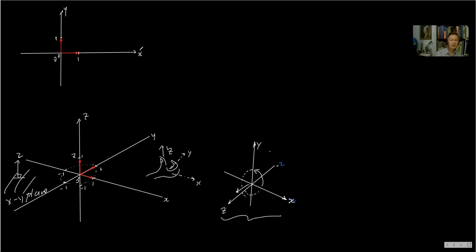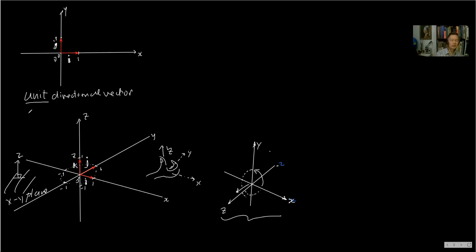Now, this is called i. That's the notation. This is called i, this is called j. Did the teacher tell you this is i? This is the direction of the x-axis. This j is the direction of the y-axis, and this k is the direction of the z-axis. All of them are called unit vectors, unit directional vectors.